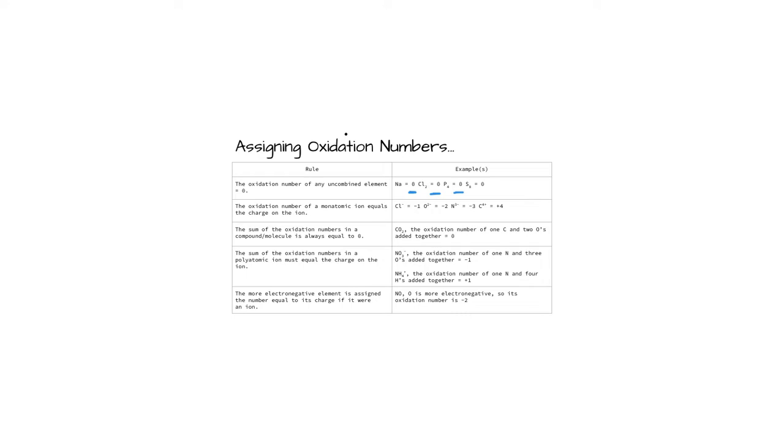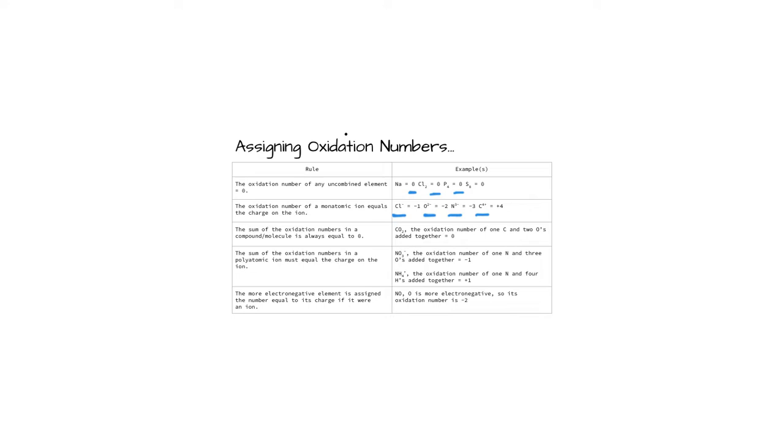The second rule, the oxidation number of a monatomic ion equals the charge on the ion. So if I see Cl minus 1 or O2 minus, or N3 minus or C4 plus in the chemical equation, then I would just assign that same charge as its oxidation number that I am seeing on the superscript.